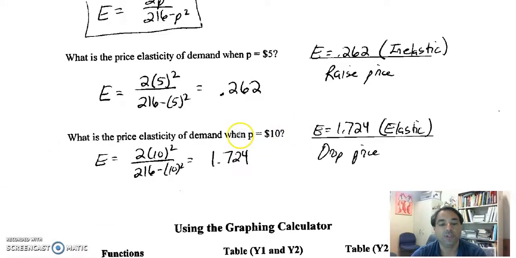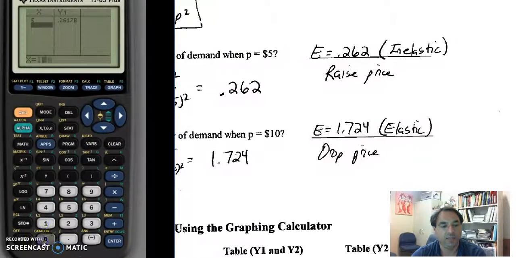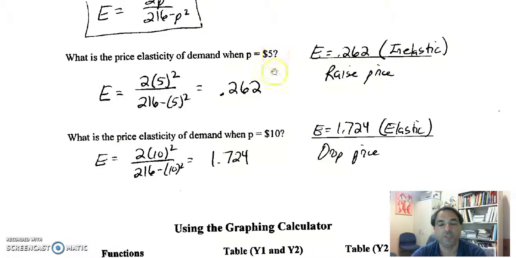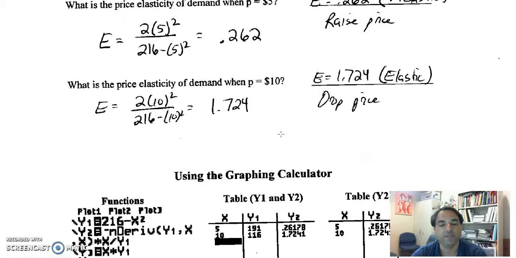Okay, let's try $10. So if I plug in 10 in for P, we get 1.724. Let's check that in the calculator. Plug in 10, 1.724, which would make it elastic, which means we should lower the price. So 5 is too low, 10 is too much. So the question is, how do I find the best price? I could keep guessing until my output is 1, but we can solve for this.